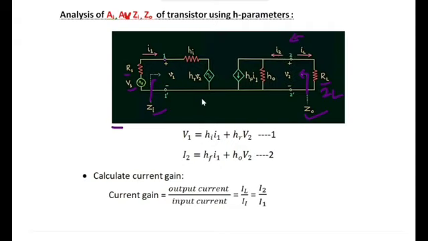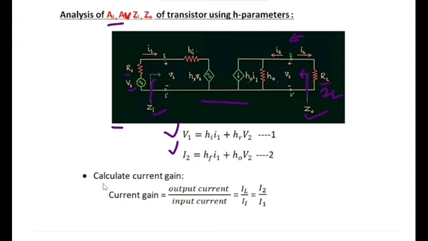This is the circuit diagram of the H parameter model of a BJT. Here we have the input impedance, reverse voltage gain, forward current gain and output admittance. We have two equations for the circuit, the V1 and I2 equations. From these two equations we will derive these parameters further.